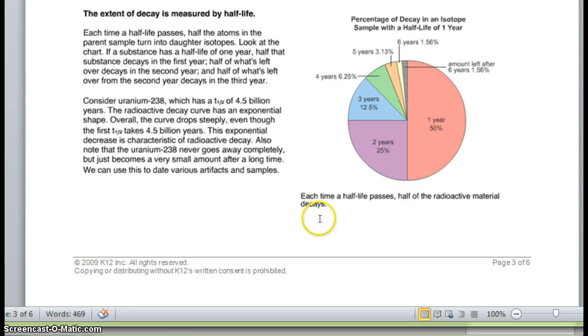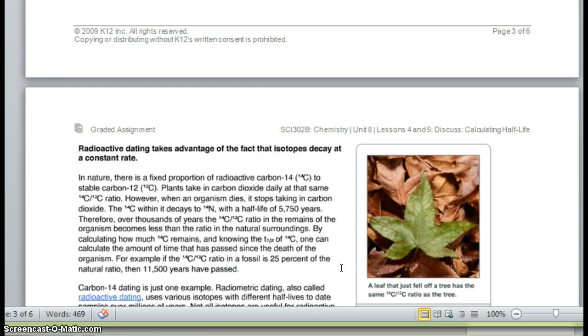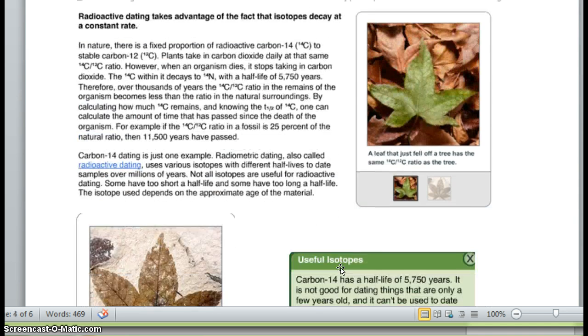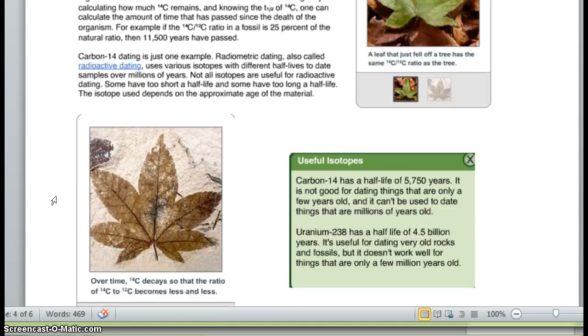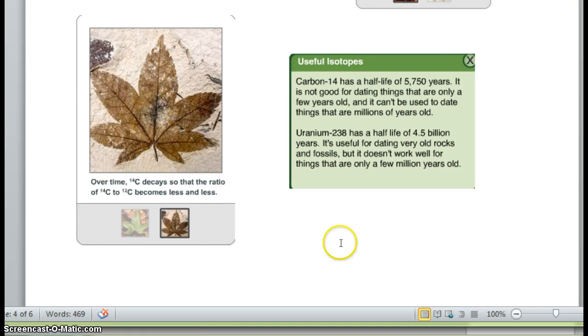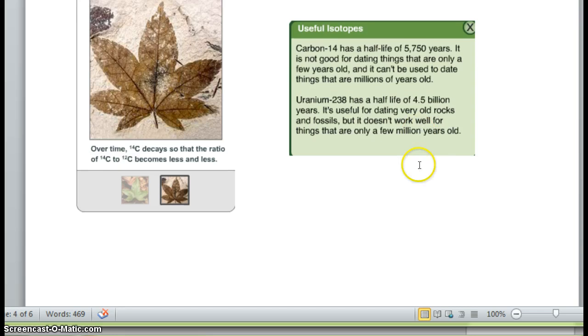Go ahead, you can hit pause and read through this. Go ahead and hit pause and read through this part up here. Hit pause, you can read through this. And the big thing to note is that each isotope has a different length of half-life. Carbon-14, it takes 5,750 years. Uranium-238 takes 4.5 billion years to divide in half.